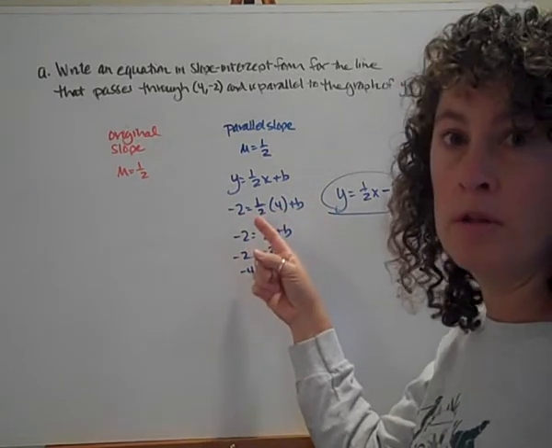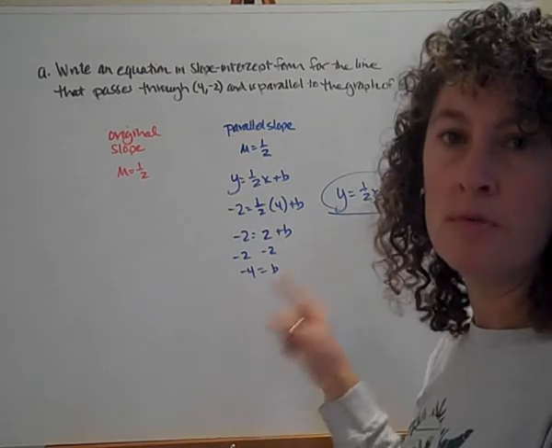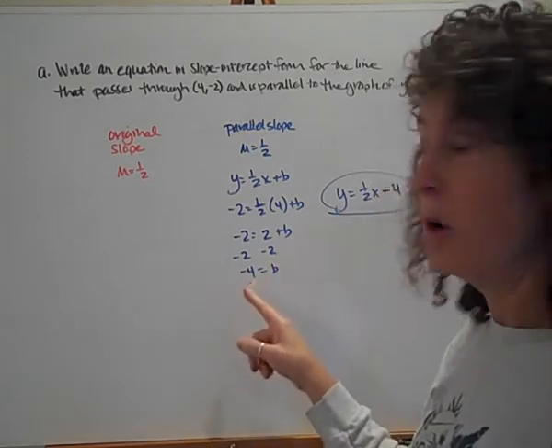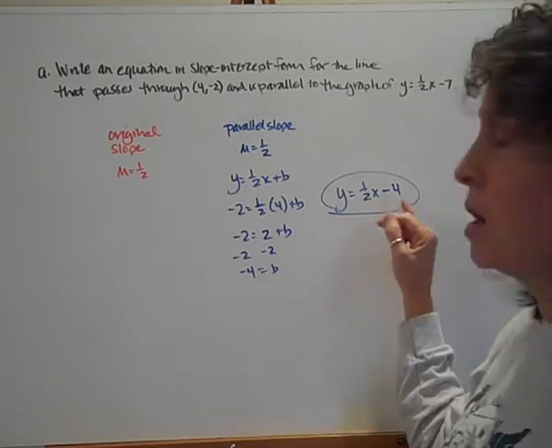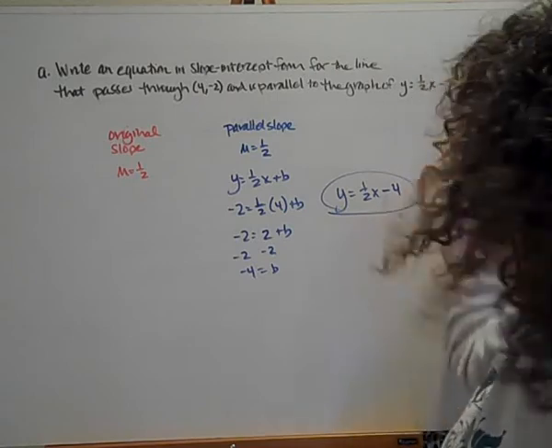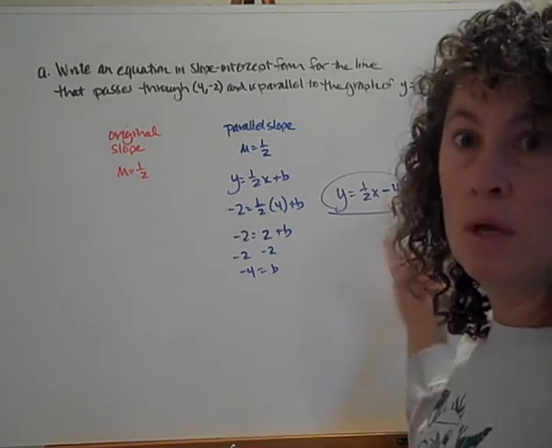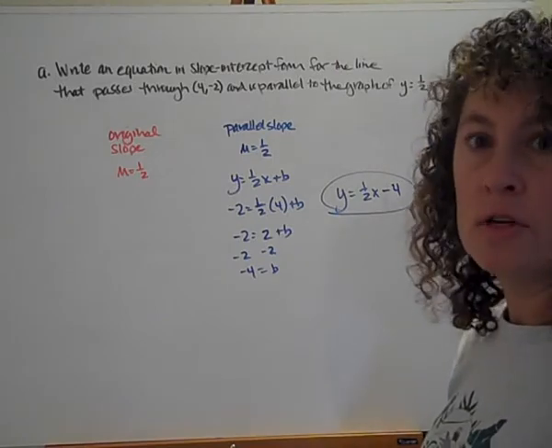I'm going to plug in the ordered pair that I know goes through that line. I'm going to do my algebra, and I come up with a new y-intercept for this new line of -4. So my equation for this parallel line is y = 1/2 x - 4. Notice the only thing that these two have in common is their slope. Their slope is the same. Their y-intercept is not the same. If they were the same, it would be the same line. So they have to have different y-intercepts.